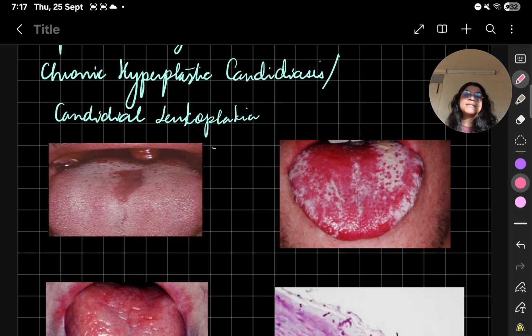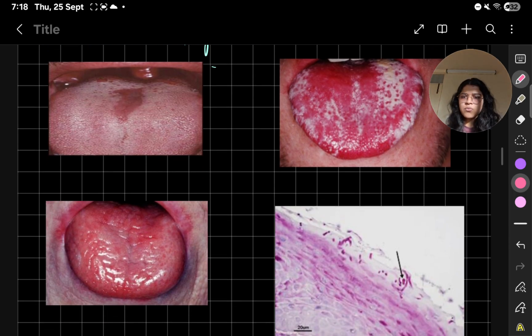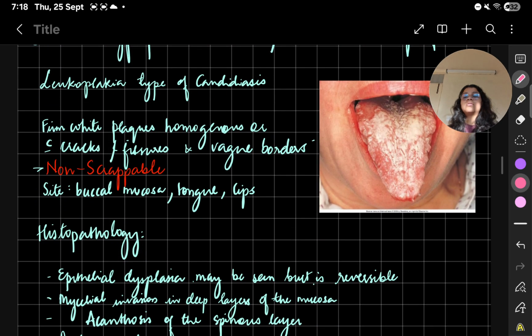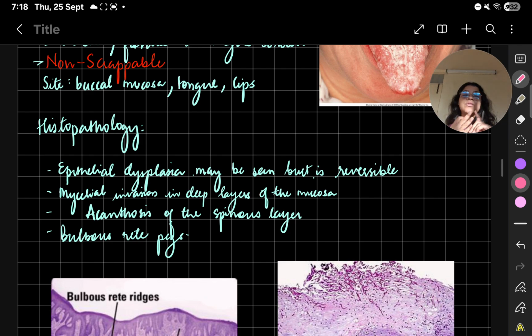Now we come to chronic hyperplastic candidiasis, also known as candidal leukoplakia. So this is how it presents. You have chronic hyperplastic candidiasis. It forms white plaques, homogeneous or with cracks and fissures, or vague borders can be seen. These are non-scrapable, remember, and the site is the same: buccal mucosa, tongue, the lips. They are non-homogeneous or homogeneous. Now you have to learn histopathology, and there are 4 things you have to remember.